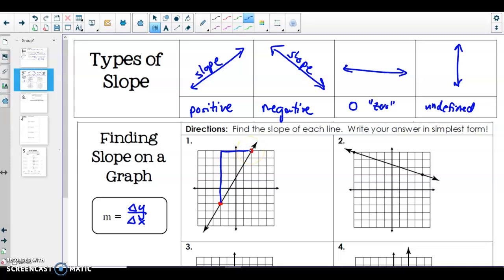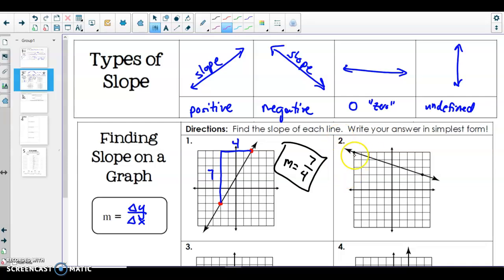Now we can just count. How far up did I go? 1, 2, 3, 4, 5, 6, 7. I count 7 boxes there. And then 1, 2, 3, 4. 4 boxes to the right. So my slope here, m, equals 7 over 4. Box that thing. It's finished and it's beautiful.